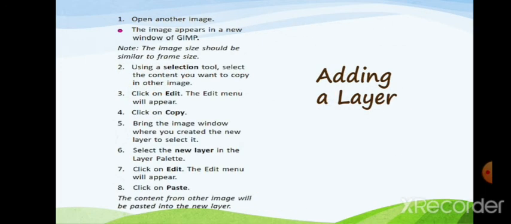Now when you have to add a layer, it's just open another image. One you have and you want to add another layer, then you can open the other image in GIMP, and then use the selection tool for choosing the content, and then go to Edit and Copy, and come to the first file and just press the Paste option from the Edit menu. It will add a new layer to the image which you have copied from another image.